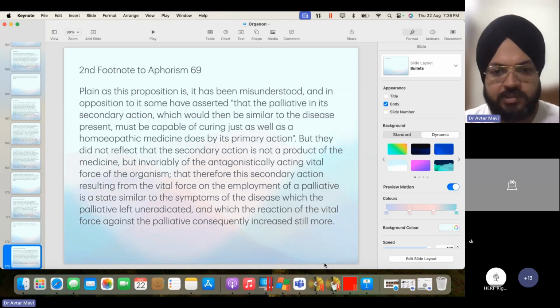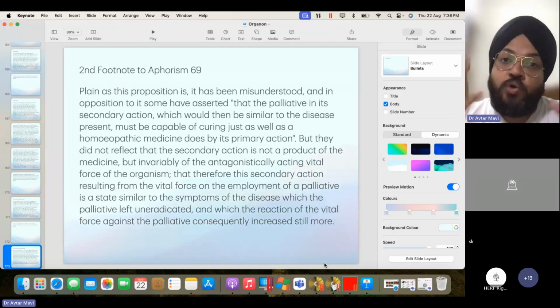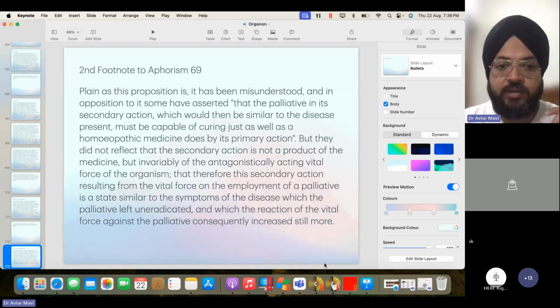They are the same symptoms of which the reaction of the vital force against the palliative consequently increased still more. So it creates a greater defense by increasing the symptoms against those kinds of palliatives or those kinds of primary actions.